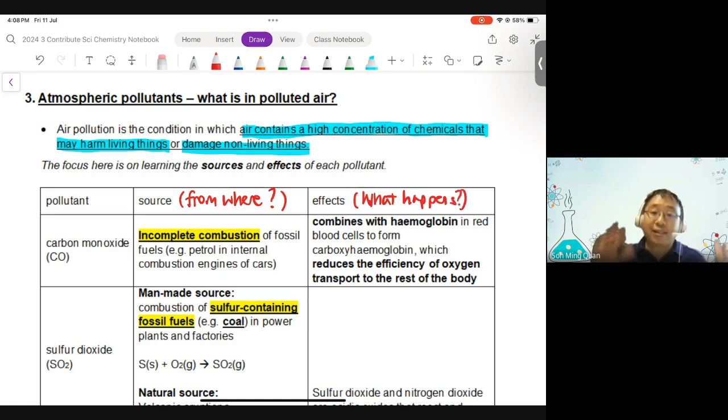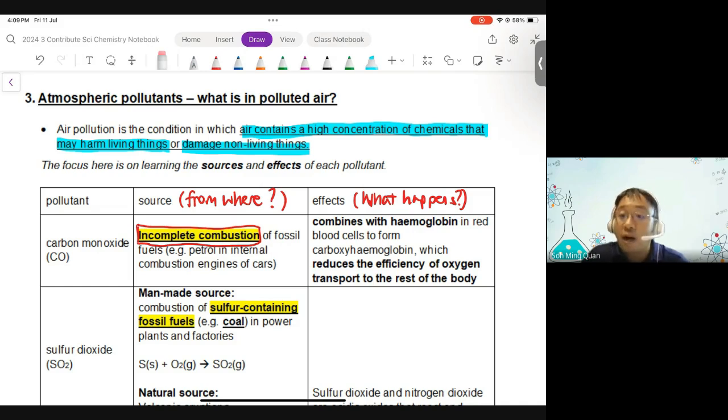Okay, so let's start with the first pollutant, carbon monoxide. So carbon monoxide is an atmospheric pollutant which you must have heard of when we went through organic chemistry, because carbon monoxide is formed by incomplete combustion of fossil fuels. And this happens perhaps in the internal combustion engine of cars when there's insufficient oxygen for the petrol to burn. When there's insufficient or limited oxygen, incomplete combustion happens and that forms carbon monoxide, CO.